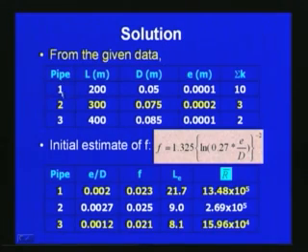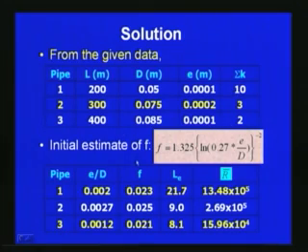The various parameters given are: for pipe 1 the length is 200 meter, diameter is 0.05 meter, and the roughness height E is 0.0001 and sigma k is 10. For pipe 2, length is 300, diameter is 0.075 meter, E is 0.0002 meter and sigma k is 3. For pipe 3, length is 400, D is 0.085, E is 0.0001 and sigma k is 2.